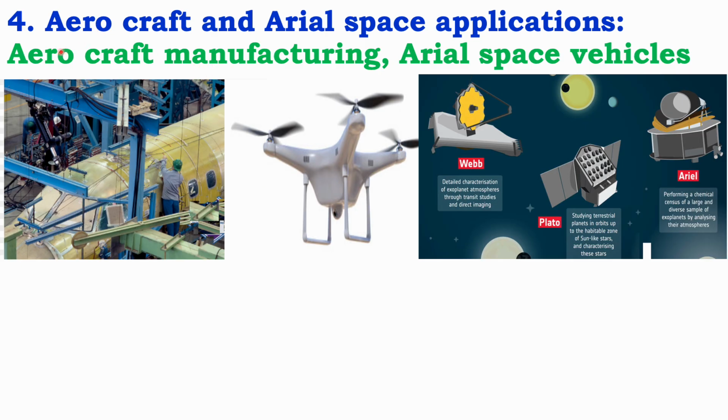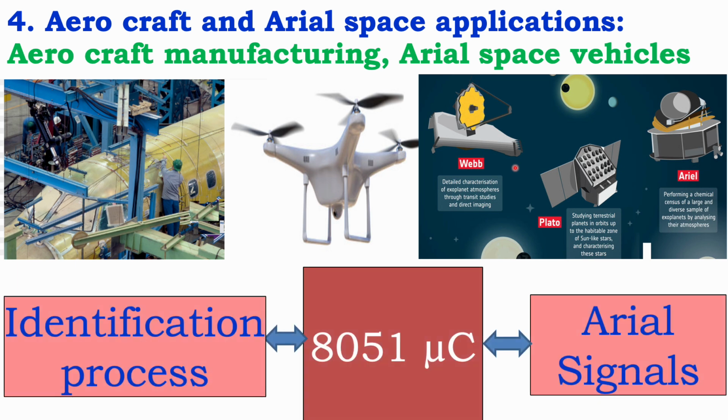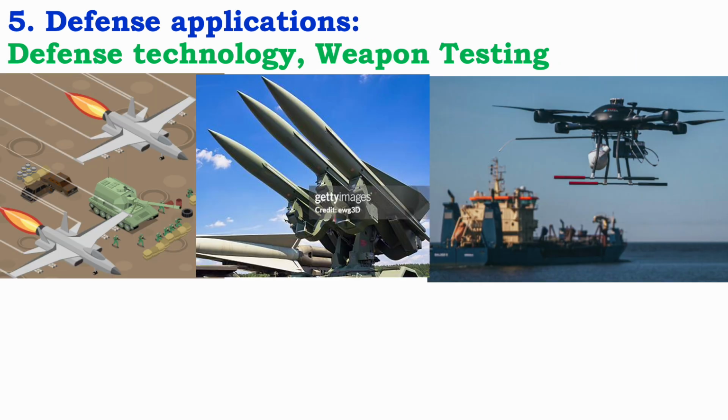Now the fourth one, aircraft and aerial space applications. See there, this is the aircraft manufacturing industry. This is the aerospace, aerial vehicles. These all use microcontrollers, taking the aerial signals and, according to the requirement, identifying the location of an enemy, or the location of uneven events happening around aeronautical space engineering. So this is one important application of the 8051 microcontroller.